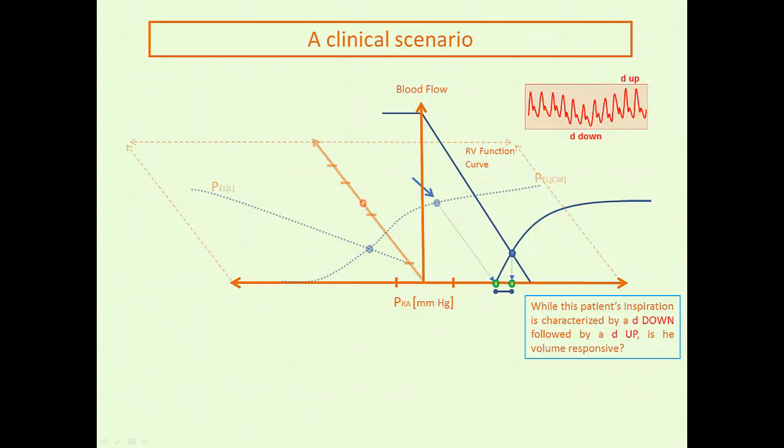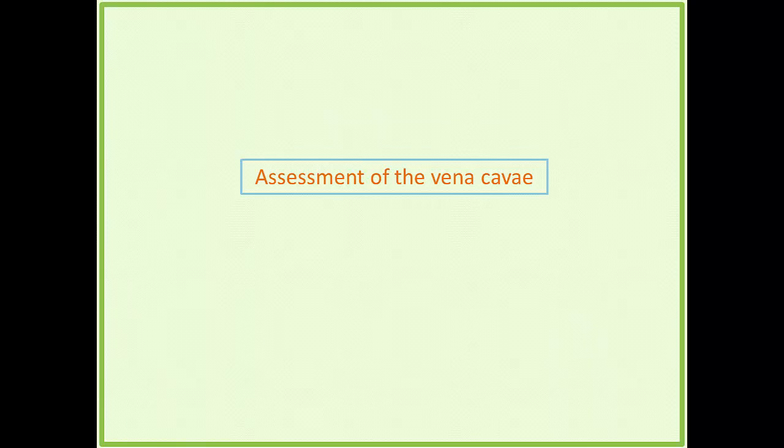So a couple more things. In Chapter 8, I'm going to talk a little bit about assessment of the vena cava. I talk about the superior vena cava and the inferior vena cava, both assessment during passive mechanical ventilation and in the patient who's generating inspiratory efforts. And before I move on, I just want to make something very clear about this physiology.